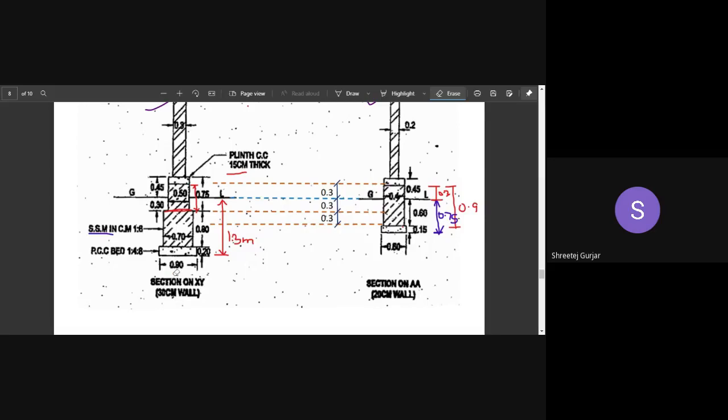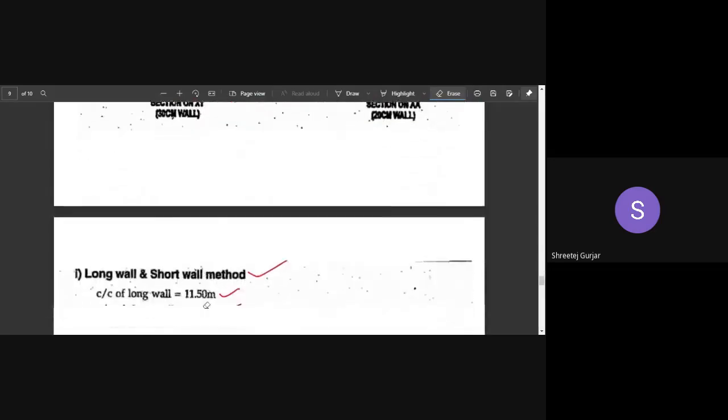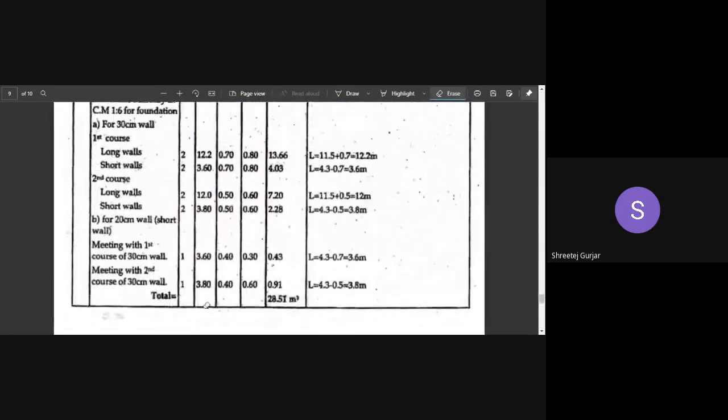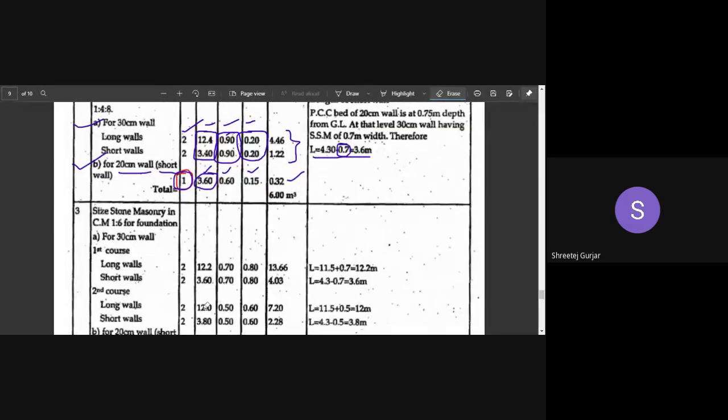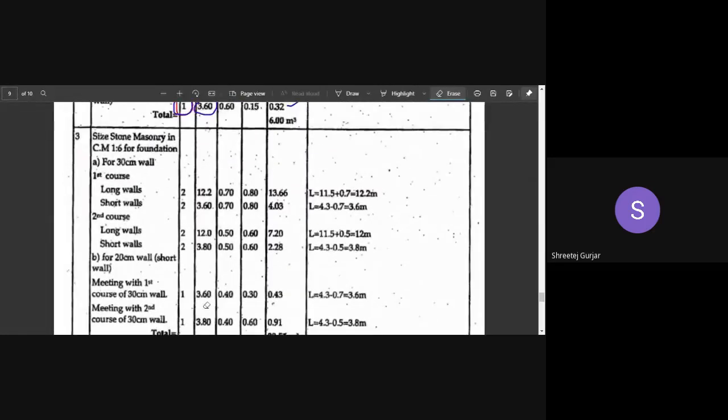Okay, so moving on to the next, that is size stone masonry in cement mortar 1:6. The next quantity that they have asked to calculate is size stone masonry in foundation.